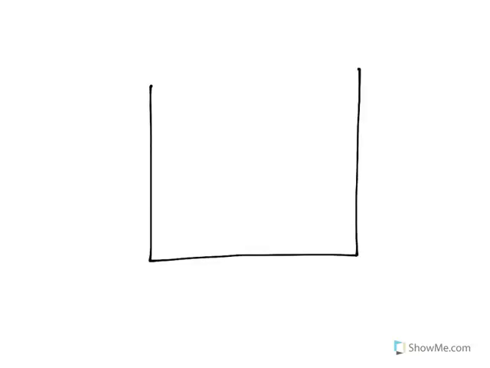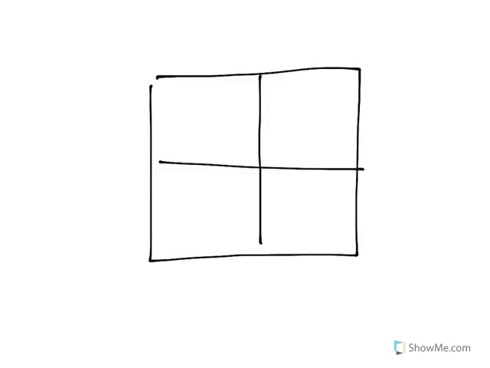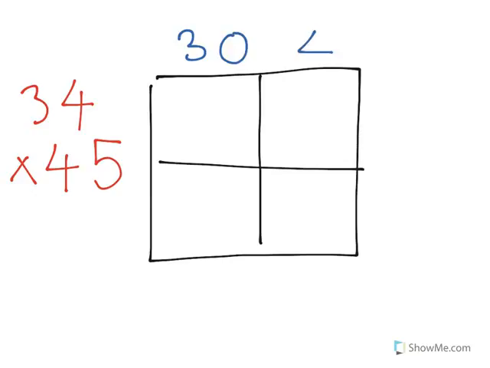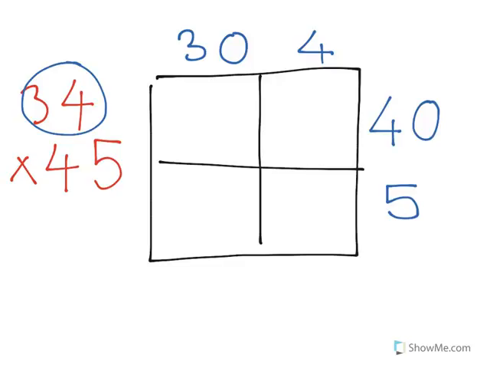Firstly, with the window strategy, all we do is create a lovely window. I'll use 34 times 45 as an example. What we do now is we write 30 up here and the 4 from our 34. On the right hand side, I'm going to take my 40 and my 5. Alright. Now, I need to match up my boxes.